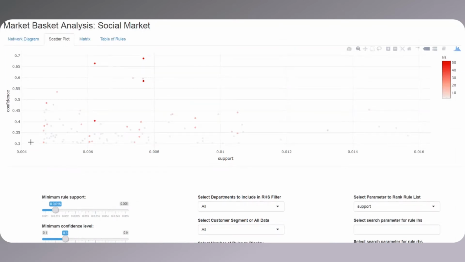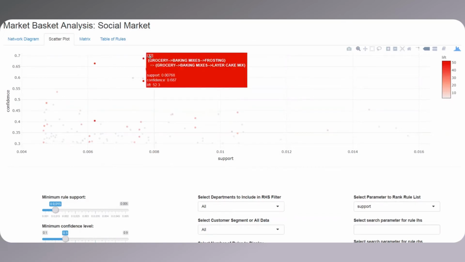We have here a scatter plot with confidence on the vertical axis and support on the horizontal axis. Each dot represents one individual product association rule, and the color of the dots indicates the lift. We can see the scale on the right, where a dark red dot in this case indicates a lift of about 50, and a light gray dot indicates a lift of well below 10.